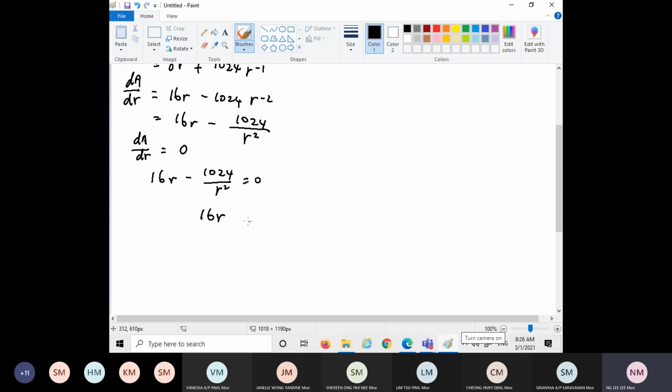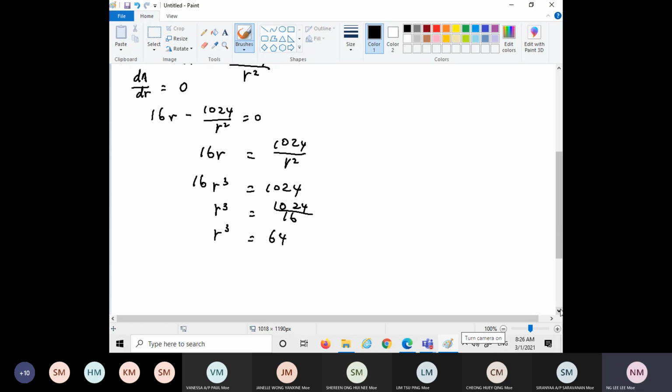So 16R equals 1024 over R squared. Next, the R squared moves here, so R cubed, 1024. R cubed, leave it here. Then divide by 16. So R cubed is what? 64. So this is how they get 64.